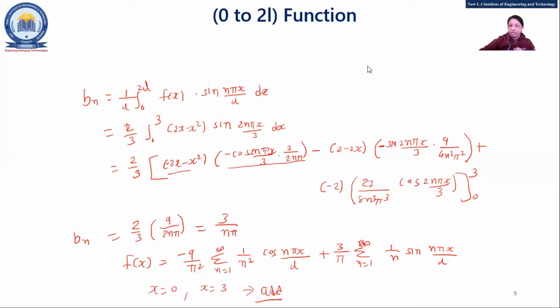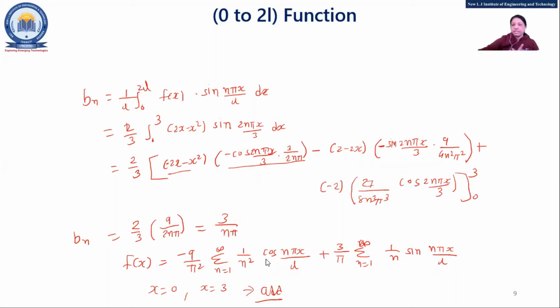Yes, Akhilesh? Ma'am, actually I have a doubt. Ma'am, in the question, how will we know whether we have to apply that odd even type of question, or we have to normally just solve all of A0, An or Bn?